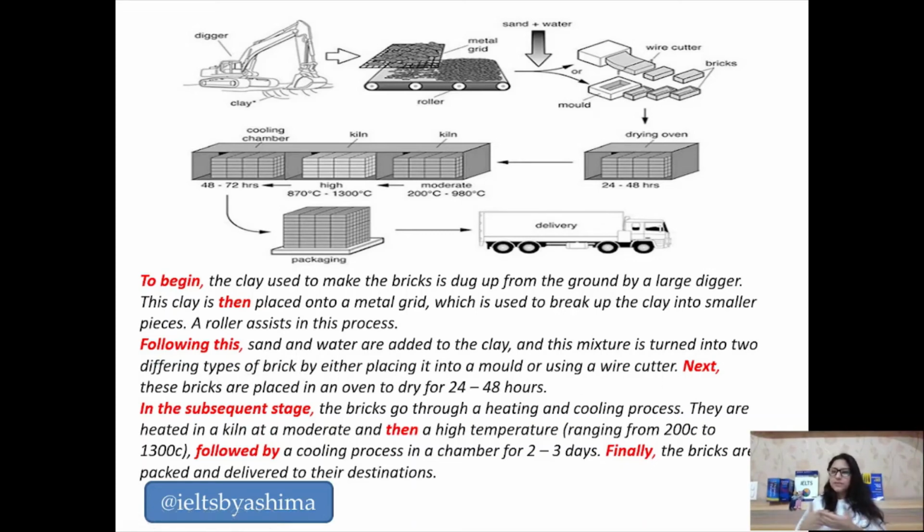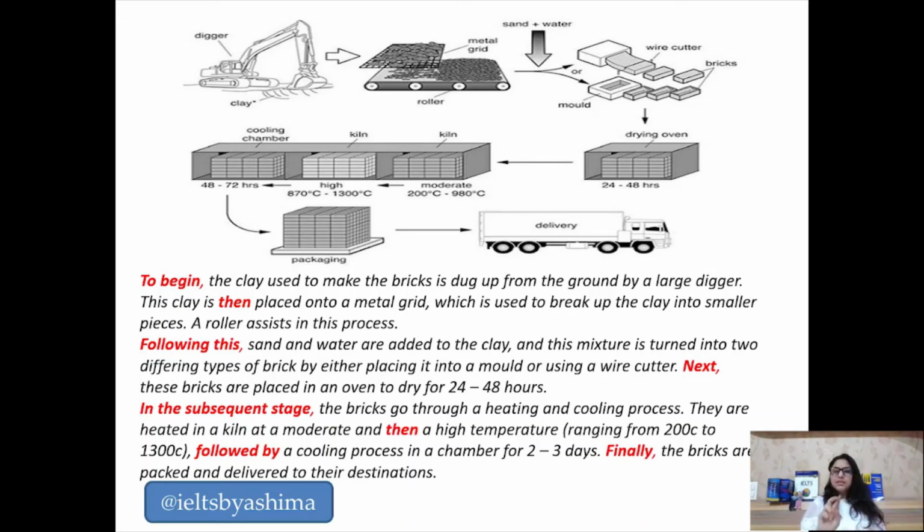हमने 4 स्टेजेस एक्सप्लेन कर ली हैं कि पहले क्ले को डिग किया जाता है, देन उसको प्लेस किया जाता है. द क्ले इज प्लेस्ड ऑन द रोलर या मेटल ग्रिड, जिससे it is broken into pieces. Then sand and water is mixed and the mixture is then transferred or in the mold, or it is cut, and it is cut by help of wire cutter.